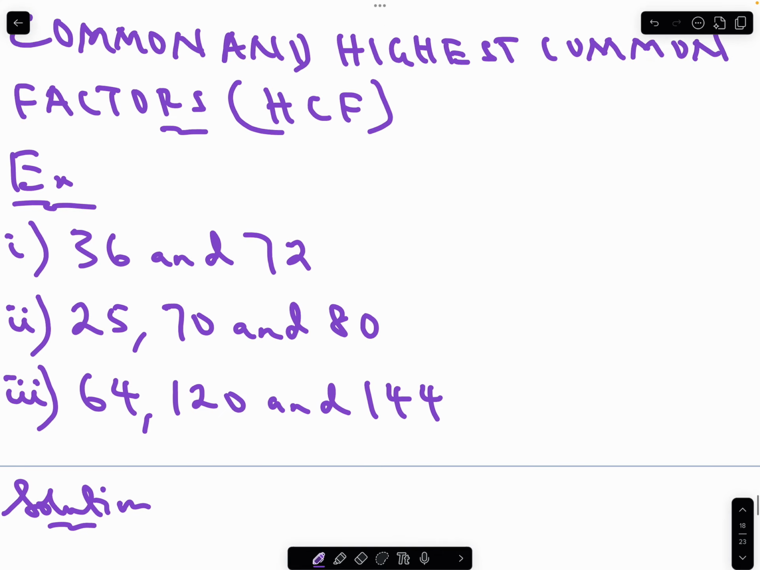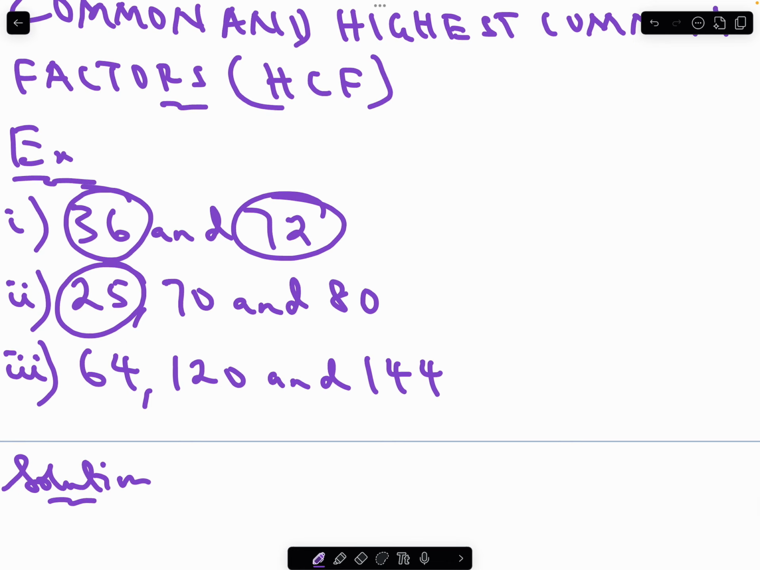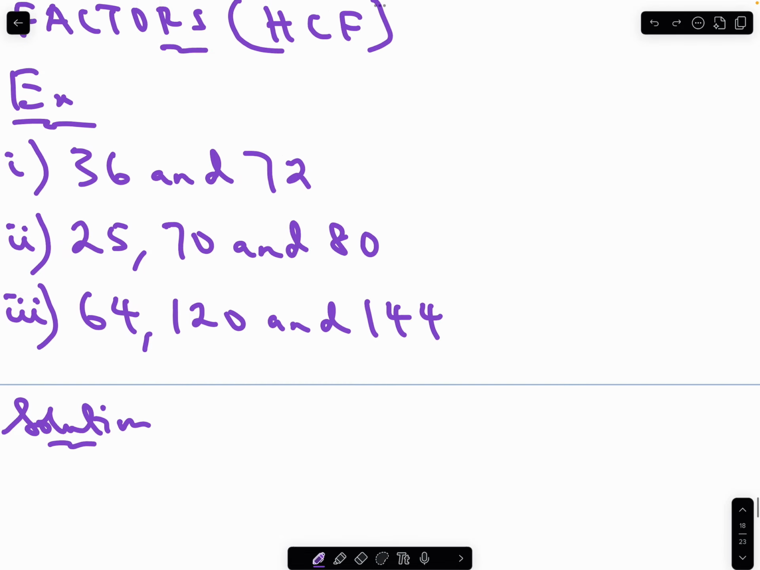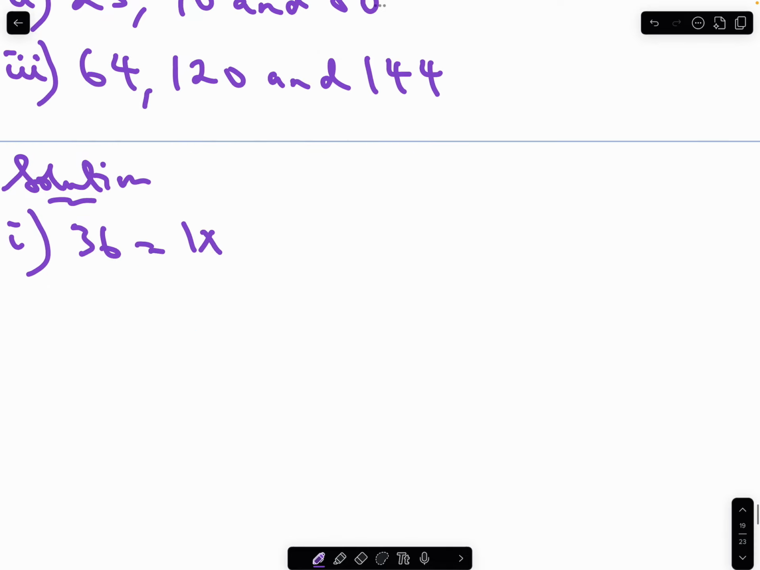We're not finding the highest common factor yet, we're finding the common factors. Find the common factors of 36 and 72, of 25, 70, and 80, and of 64, 120, and 144. We're finding the common factors, not the HCF. So the first one is 36. Let's write all the factors of 36.